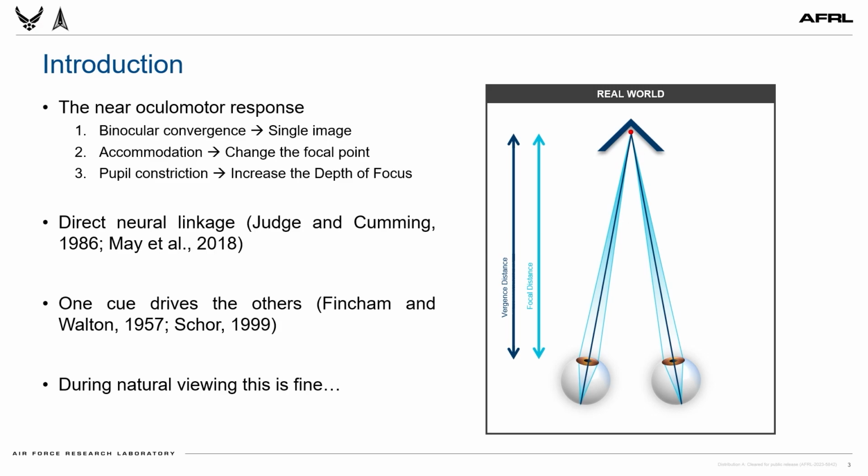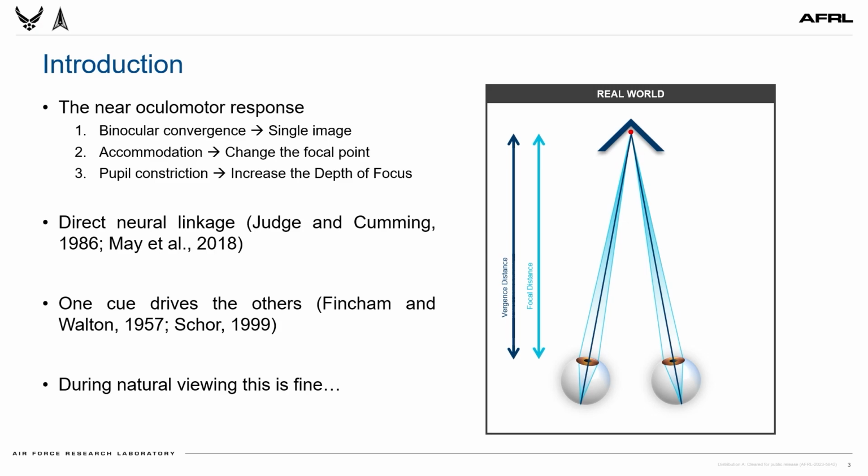Now for these three things, there is a direct neural linkage in the brain. There are neurons that respond to blur that drive vergence. There are neurons that respond to disparity that drive accommodation. And there are neurons that respond to both that feed into the pupillary response. So there's really tight coupling in the primate brain for all three of these things, such that one cue can drive the other responses. And during natural viewing, this is fine.